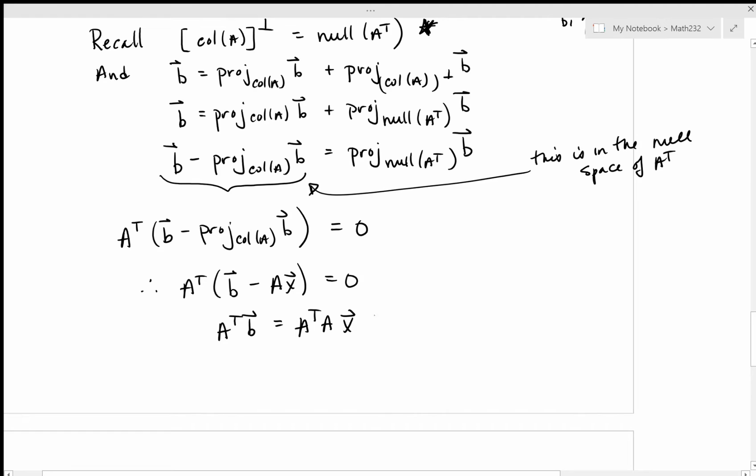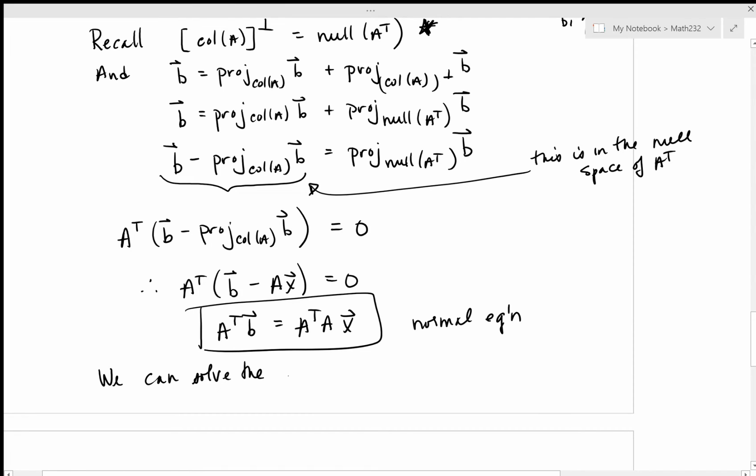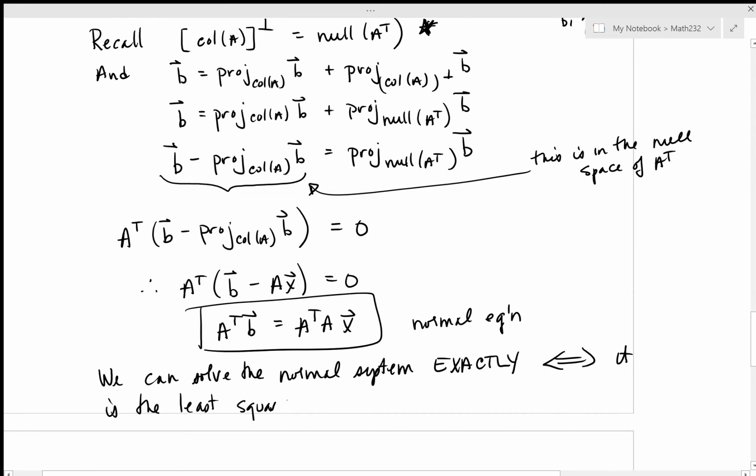And this is the objective here. We can call this the normal... we do call this the normal equation, and we can solve the normal system exactly. It is the least squares solution to AX equals B.